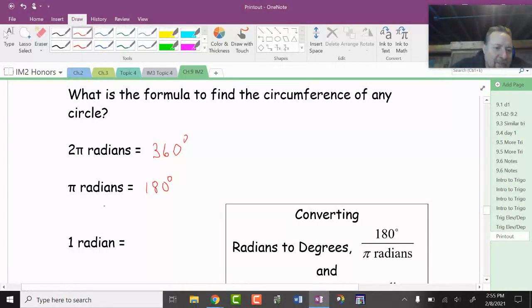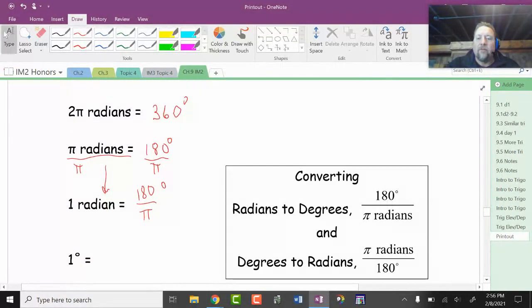This is very simple, and this leads to one of my conversions. Pi radians, we just have to know that pi is approximately 3.14. Watch what I do. If I divide both sides by pi, then pi divided by pi is 1 radian. So this is one of our conversions. This is converting radians to degrees. That's what we're going to use for our conversion factor.